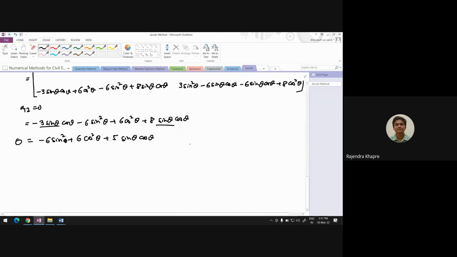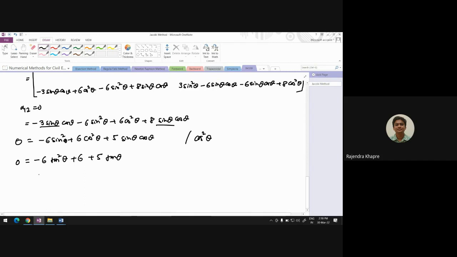So what I'm going to do is divide this entire term by cos square theta. If I divide this entire term by cos square theta, this is going to become minus 6 tan square theta, correct? And this is going to become plus 6, and this is plus 5 times tan theta.